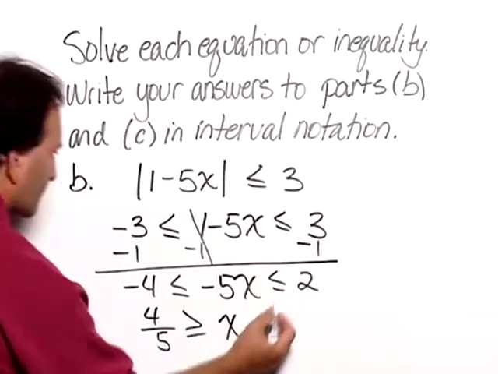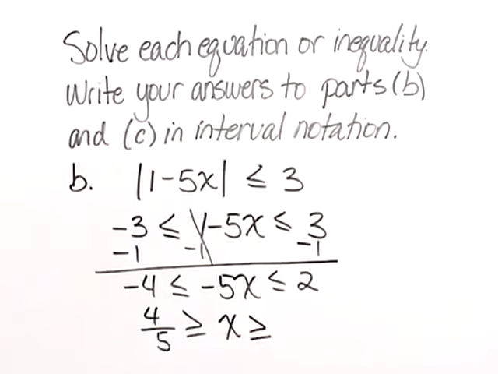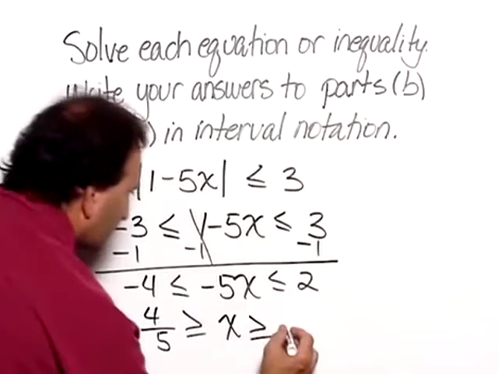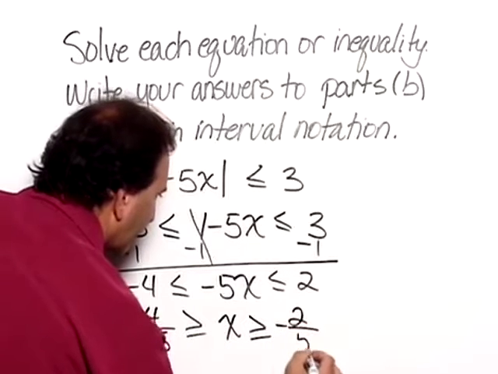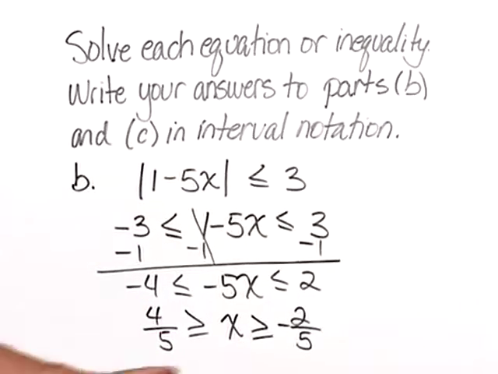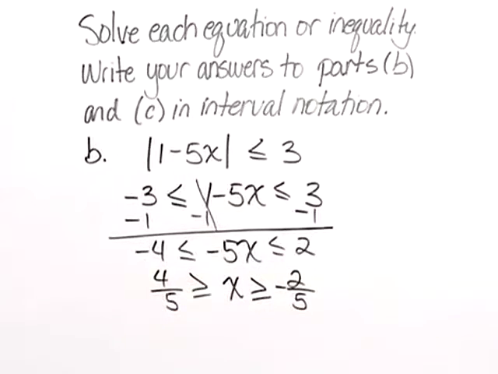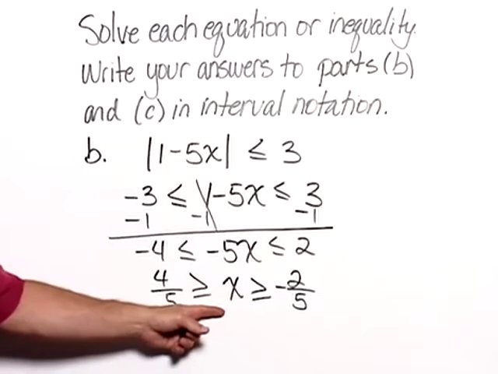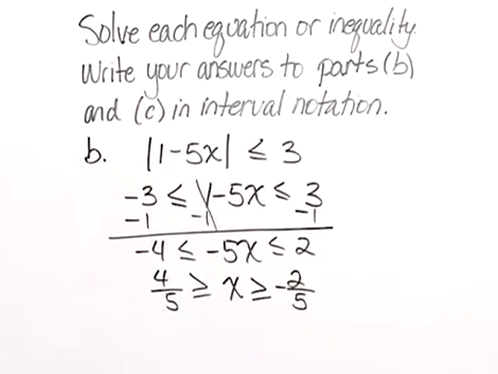We also switch this symbol because we're dividing by the negative 5, and 2 divided by negative 5 is negative 2/5. Again, you could rewrite this, reading it from right to left, where you would say negative 2/5 is less than or equal to x, which is less than or equal to 4/5. We need to write that answer in interval notation.